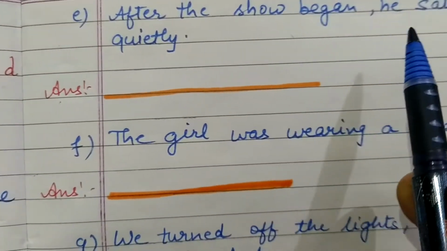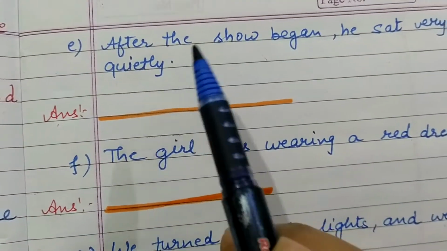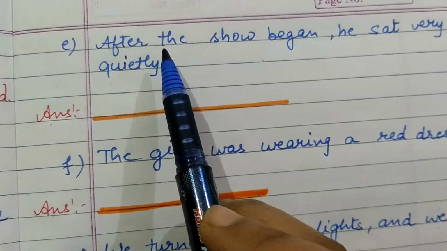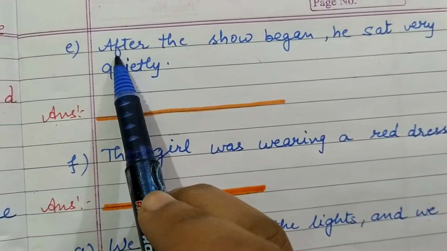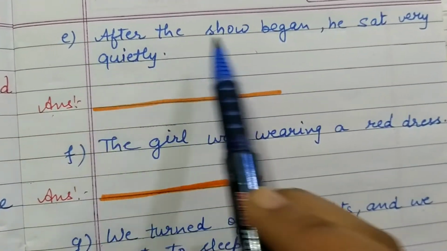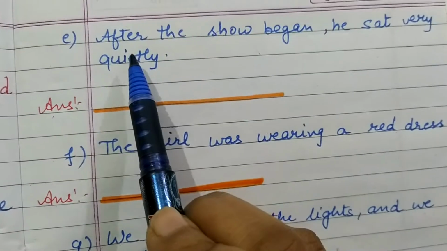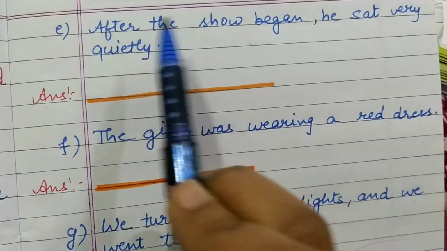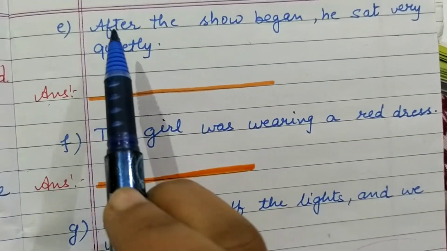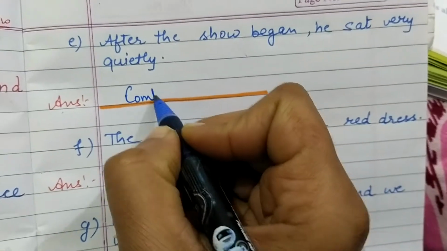Now come to the next part. After the show began, he sat very quietly. After the show began is a dependent clause because it is starting with a subordinating conjunction. सबordinating conjunction से start हो रहा है. So इसीलिए कौन सा clause है? Dependent clause. He sat very quietly is an independent clause. So when an independent clause and a dependent clause are joined with the help of a subordinating conjunction, then this kind of sentence is a complex sentence.